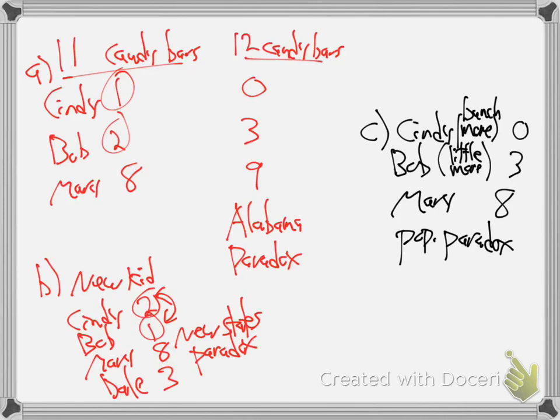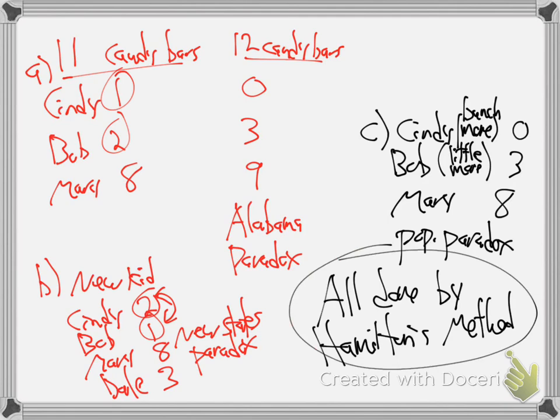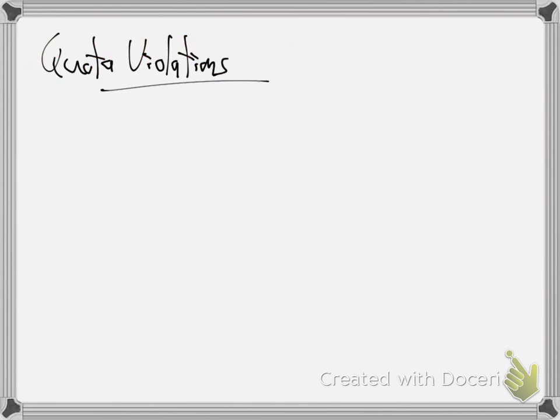Quota violations. Yes, Hamilton's method does those other bad things. Hamilton's method can do all those bad things. That's why they ditched it and went to Jefferson, Adams, and Webster. But Jefferson, Adams, and Webster can violate quotas that Hamilton never would. So let me show you what that is. So quota violations, what are they?